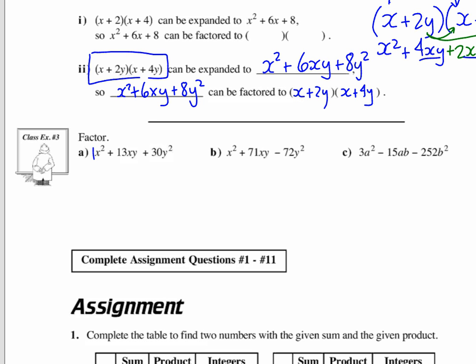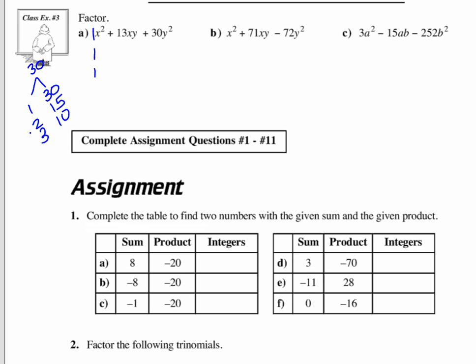So starting with the 1x squared, how do we multiply to 1? 1 and 1. Okay, multiplying to 30. Be careful, because 30 is a sneaky one. The reason it's sneaky is that, depending on the signs, there are 2 ways to add to 13. If the signs are opposite, then -2 plus 15, is that 13? Yeah. Or if the signs are the same, 3 plus 10, that's 13 as well. So in this case, do we want our signs to be different or the same? We're multiplying to a positive, so they have to be the same sign.